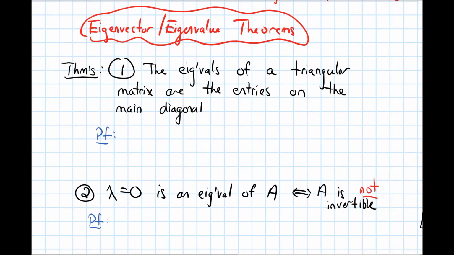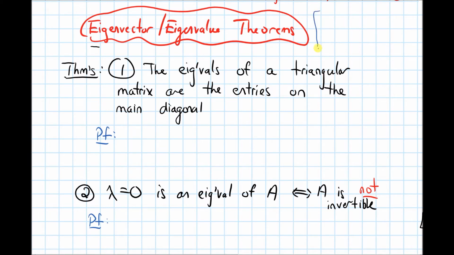In this video, I'll talk about a few key results that involve eigenvectors and eigenvalues. So the first theorem is that the eigenvalues of a triangular matrix are just the entries that are on the main diagonal. This is true whether our matrix is upper triangular or lower triangular.